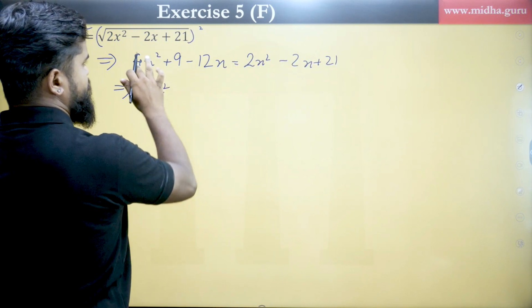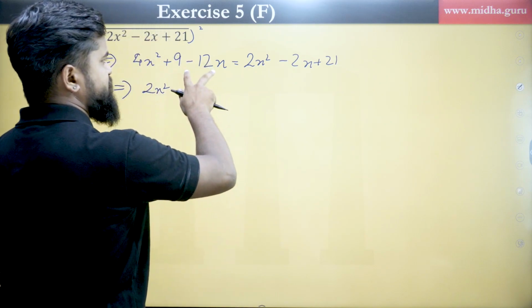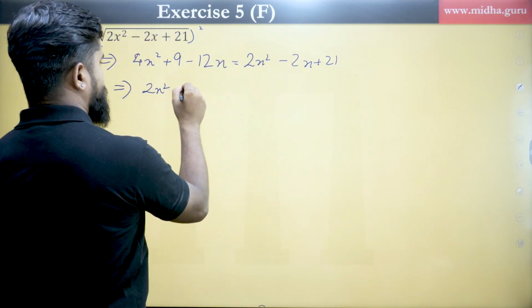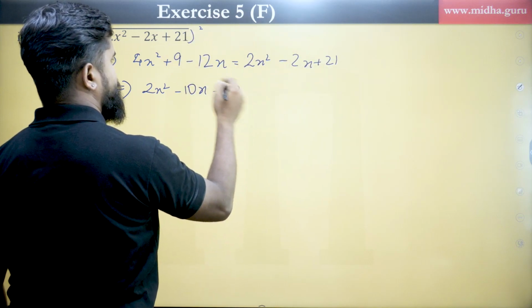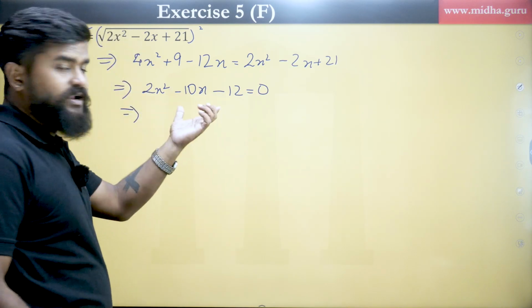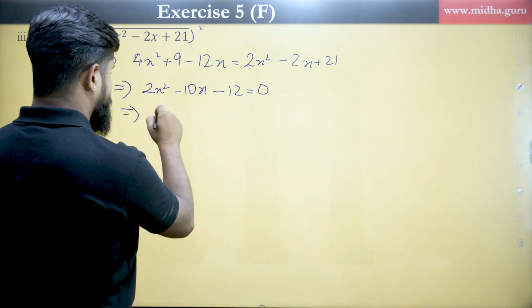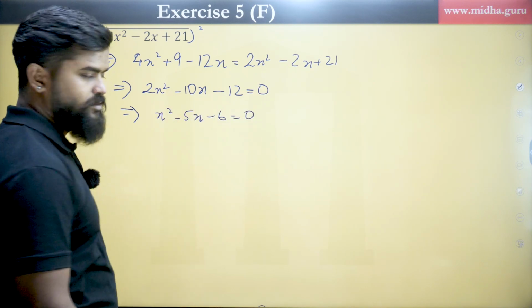So we get 2x squared minus 4x minus 2x squared is 2x squared. Then we have minus 12x, and this becomes plus here, it becomes minus 10x. And then minus 21 here becomes minus 12 since it's plus 9, and this is equal to 0. So now we can divide this equation by 2. The entire equation will get x square minus 5x minus 6 is equal to 0.